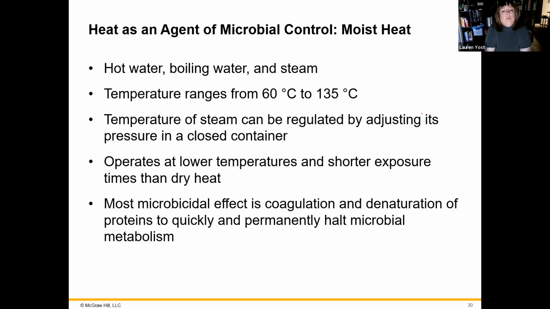Okay, so moist heat, we're talking about hot water, boiling water, and steam, those sorts of situations. Temperature will range anywhere from 60 to 135 degrees Celsius, depending on what we're trying to do. The temperature can be regulated by adjusting pressure in a closed container, and that allows basically for everything to happen a little bit faster, a little bit more controlled environment. So this will operate at low temperatures and short exposure times compared to dry heat, which is significantly different.